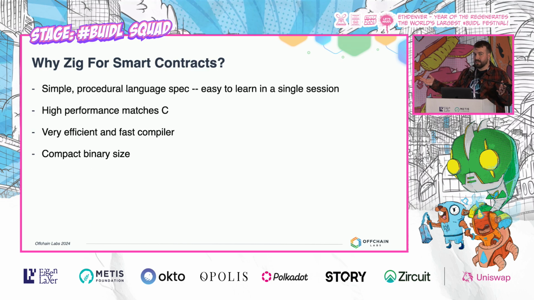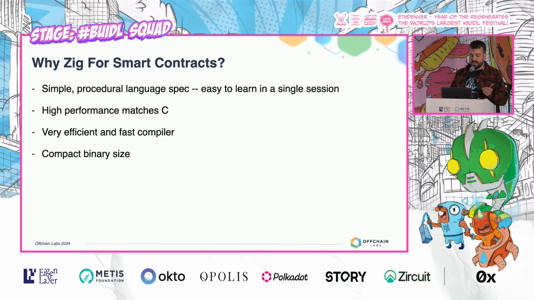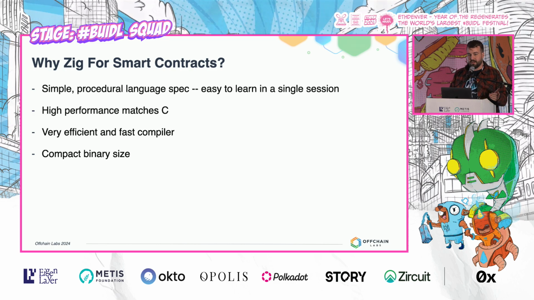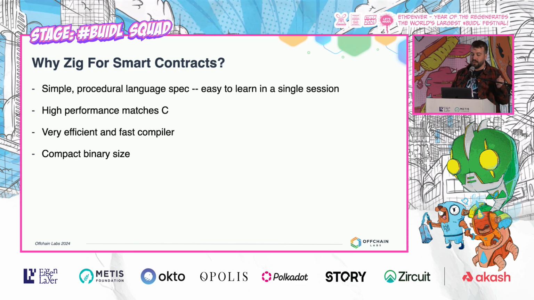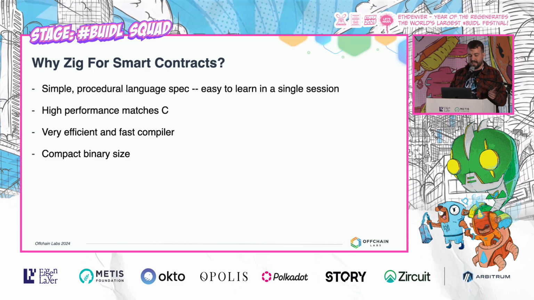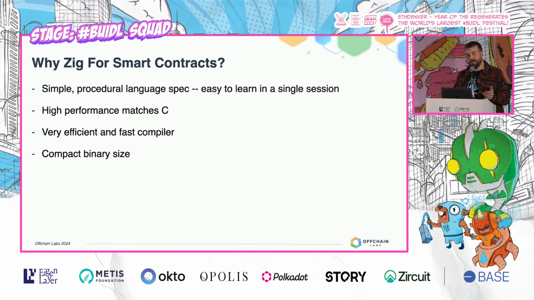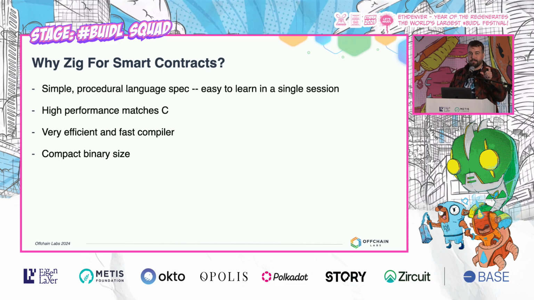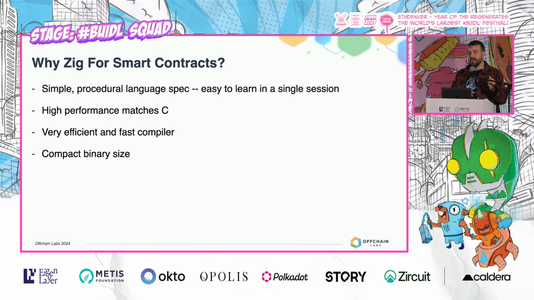So why Zig for smart contracts? Why is it a good language for smart contract dev? Well, it's a simple procedural language, so the control flow is very predictable. It's easy to follow. The high performance is there, and it produces very compact binary sizes, which, remember, on Ethereum-based blockchains, we've got a limit of 24 kilobytes for how big a smart contract can be. And that's not a lot of space in the modern era.